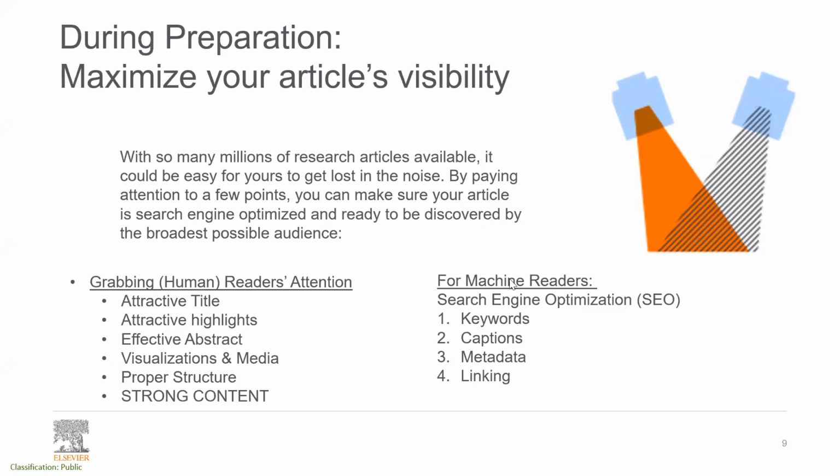And we talked about machine readability and search engine optimization in terms of lacing your articles with the trending keywords in the keyword section, in the captions, using metadata for whatever images you're using, and having a dense network of linking to your article in general.